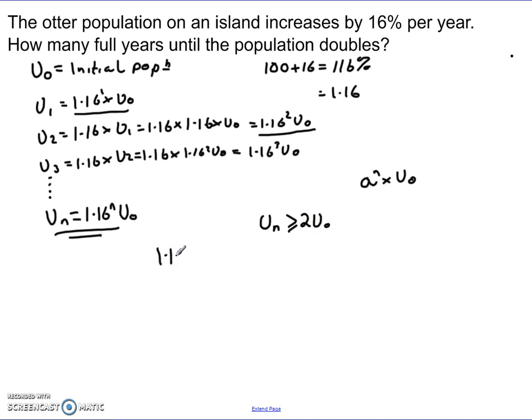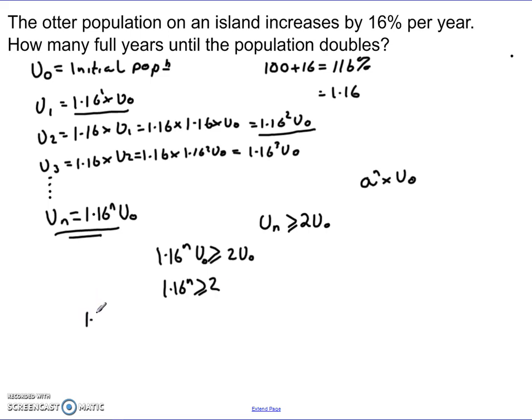i.e., when does 1.16 to the power of n U0 become bigger than or equal to 2U0? Which we can simplify to when does 1.16 to the power of n become bigger than or equal to 2? After how many full years does that happen? And at this point, it's just a case of trial.